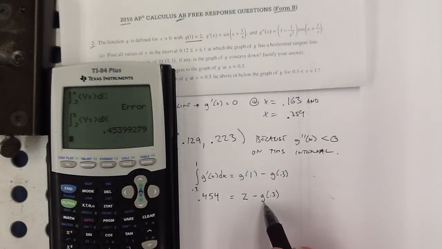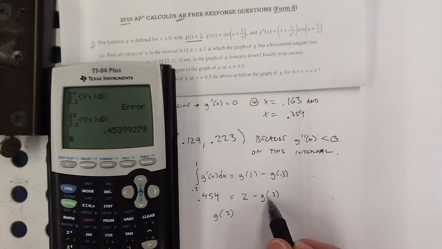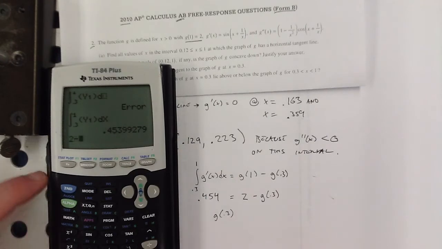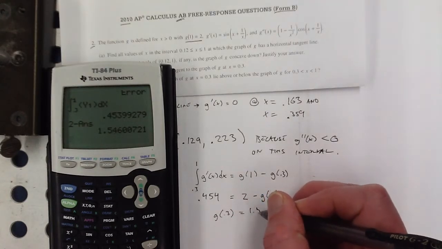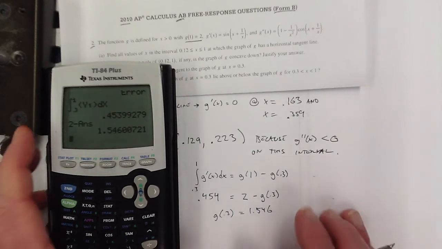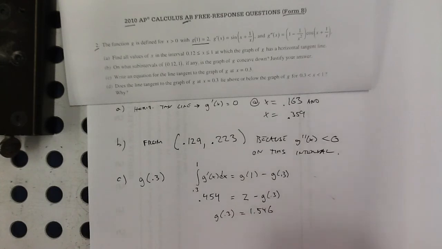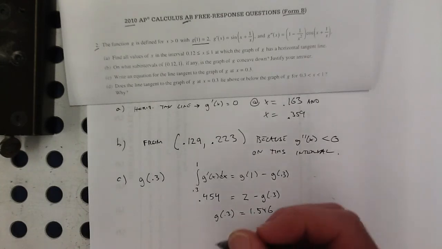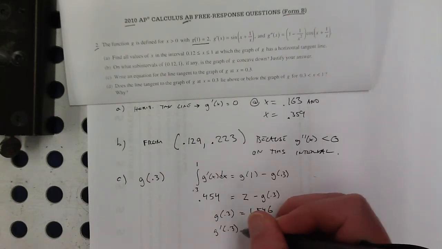So if I want g of 0.3, then algebra, I just move that over here, then subtract that. So 2 minus that is 1.546. Right? Okay, so now I have my point. g of 0.3 equals that. Now I just need the slope. I just need to know what is g prime of 0.3.